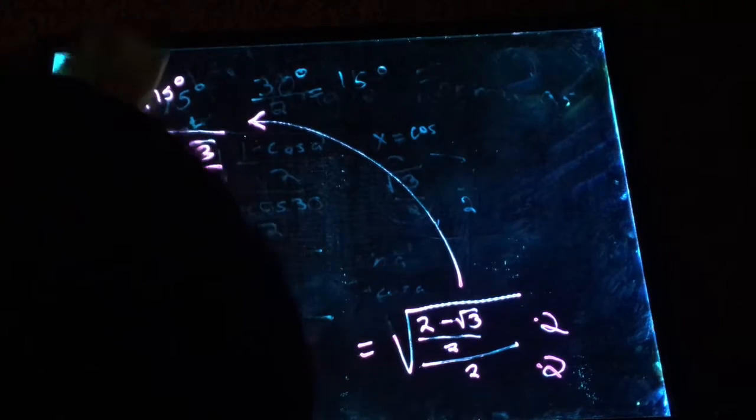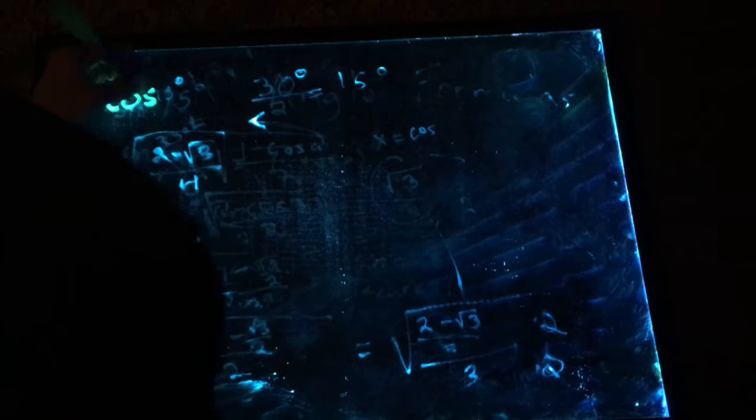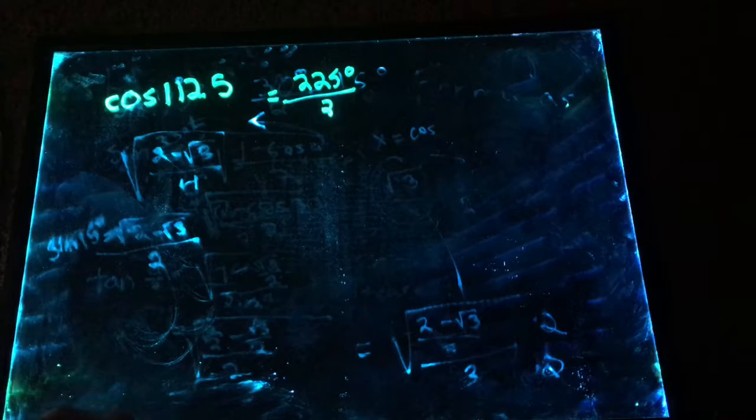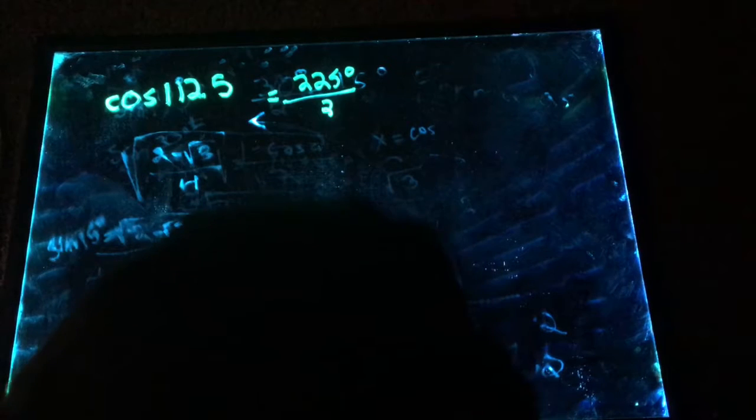Now we're going to do cosine of 112.5. Since 112.5 is not on the unit circle, we have to figure out what value it's half of. And it just so happens to be half of 225 degrees. And so we're going to need to know the unit circle point for 225 degrees.